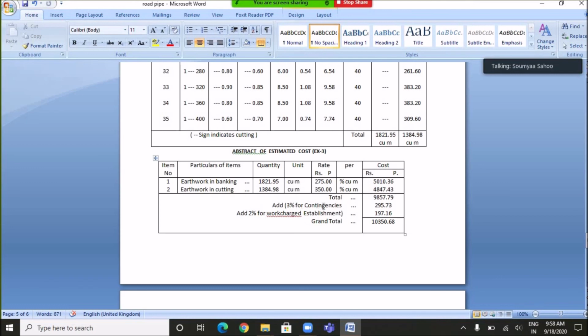And 3% of contingencies and 2% of work charged establishment amount is added, and the grand total becomes 10,350.68 rupees.